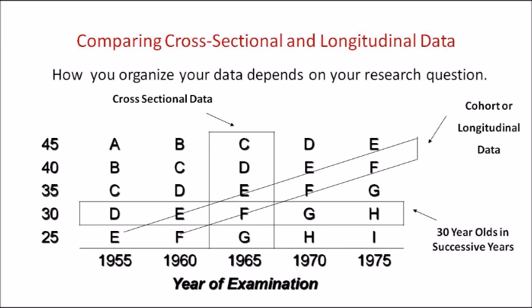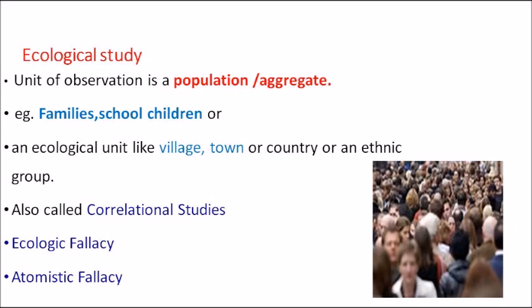So that was the last part. Now we are moving to other types of studies, that is ecological study. So what is an ecological study? Here I have already told the unit of observation is a population or an aggregate. For example, family, school children, or an ecological unit like a village or town, or a single country, or an ethnic group. They're also called correlation studies, or ecologic fallacy or atomistic fallacy. So just understand this, what is an ecological study.